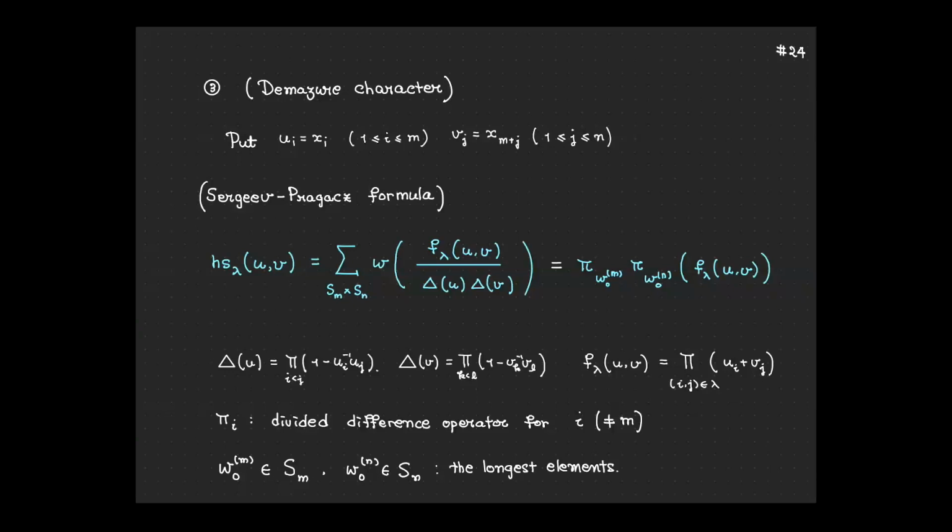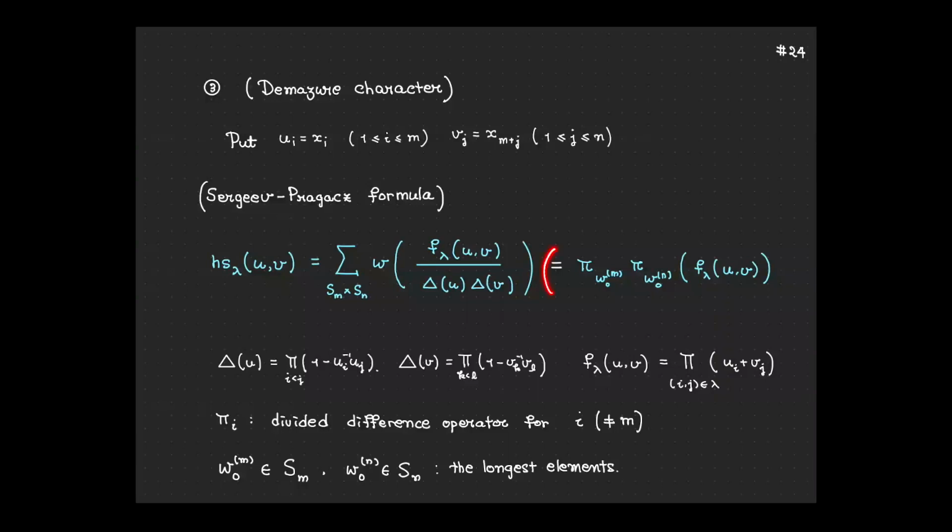Anyway, maybe if you read the book by Macdonald, there is an exercise or example with an interesting formula, the Hook-Shaw polynomial, due to Sergeev and Pragacz. It's given by a certain symmetrizing factor.